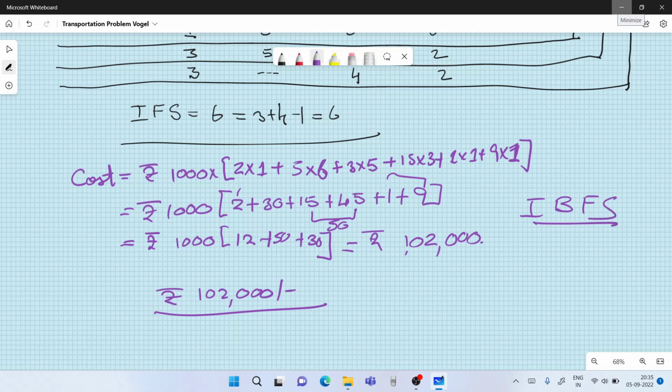Now, can this be further optimized? Yes, it can be further optimized using stepping stone method, Modi method, and this is discussed in the playlist. You can go and have a look at it. But Vogels method, Vogels approximation method, does give you the best initial optimized cost for your operation. And that's the beauty of it, because it works on the idea of penalty. So that was all about Vogels approximation method.